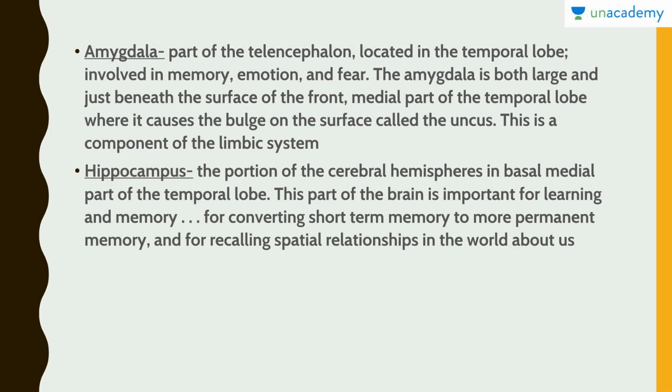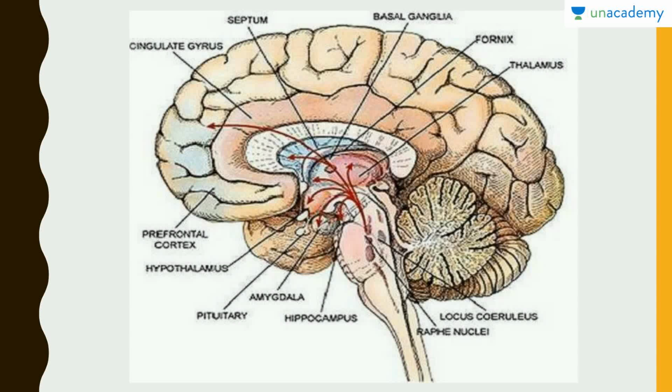Then we've got the hippocampus, which is the portion of the cerebral hemisphere and the basal medial part of the temporal lobe. This part of the brain is important for learning and memory, and for converting short-term memory to more permanent memory, and for recalling spatial relationships in the world about us. So you can identify the amygdala as an almond-shaped structure, and the hippocampus is more or less a seahorse-shaped structure.